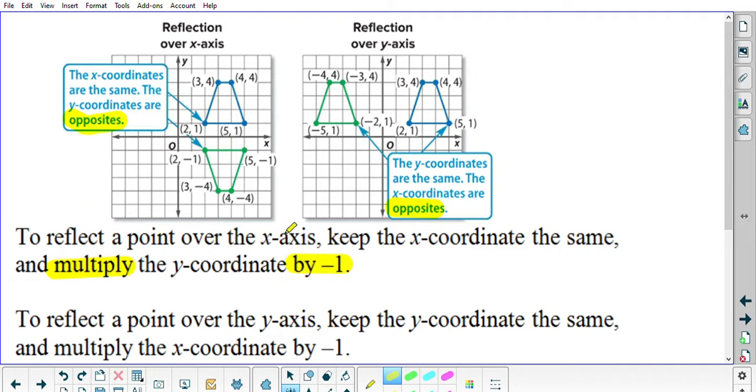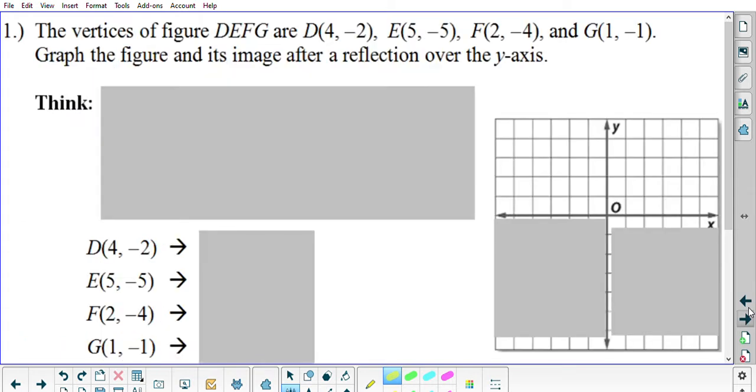So, to reflect a point over the x-axis, you can follow along as I read this out loud, you're going to keep the x-coordinate the same, but you're going to end up multiplying the y-coordinate by -1. However, when you reflect a point over the y-axis, you'll keep the y-coordinate the same and then multiply the x-coordinate by -1. And you guys can see that here on these visual examples that I've given for you on your guided notes. All right, let's go ahead and turn the page and look at problem number 1.